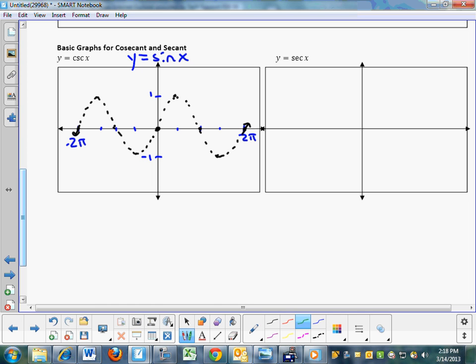Now, here's the super important part that you've got to think of today. First of all, you graph sine. Is there anything new about that? No. But we just said that wherever sine is equal to 0, or wherever it crosses the x-axis, what do I have? Vertical asymptotes. So you look at those spots where it crosses the x-axis. Those are your vertical asymptotes.